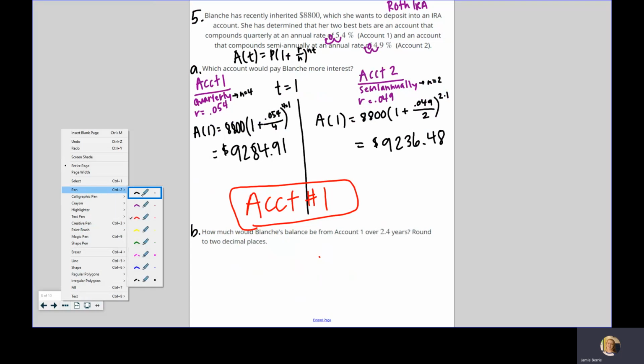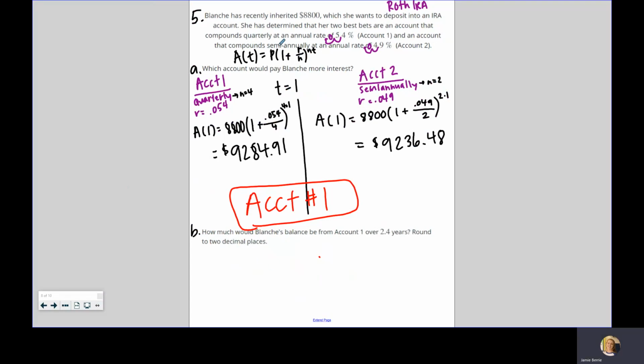Round your answer to 2 decimal places. All right, so we're going to use our formula up here. We have A of T. I'm just going to rewrite the formula. Equals principal times 1 plus R over N raised to the N times T. This time, our principal is the same, $8,800. Our interest rate is 0.054. Number of compounding periods for account 1, it's quarterly, so N is 4. And T says she's leaving it in there for 2.4 years.